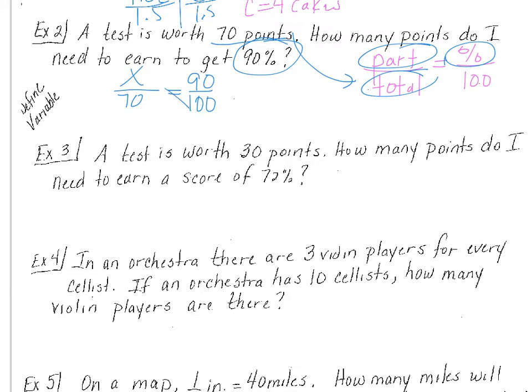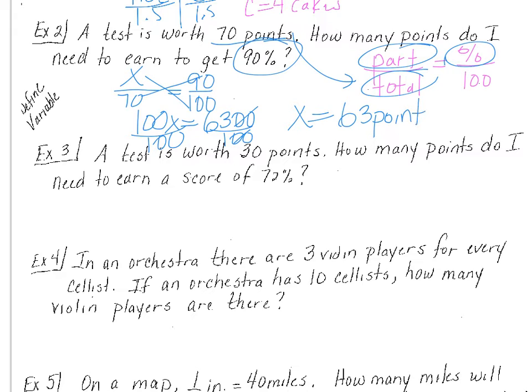How do we solve it? We cross multiply. Here you get 100x equals 7 times 9 is 63, and put those 2 zeros on the end. Divide both sides by 100, and those cancel out. I have to earn 63 points on that test to get a 90%. I want you guys to do number 3.